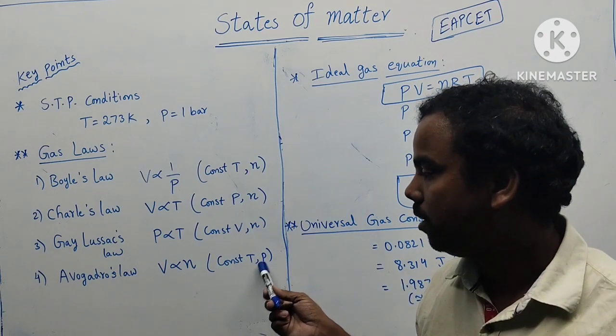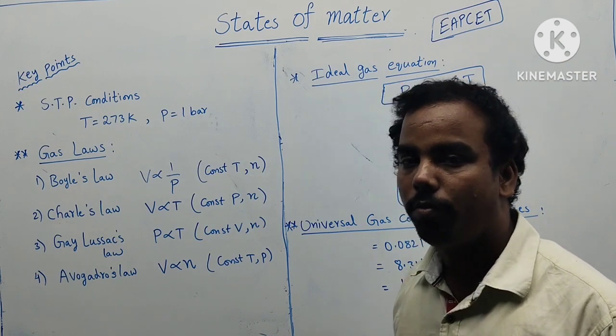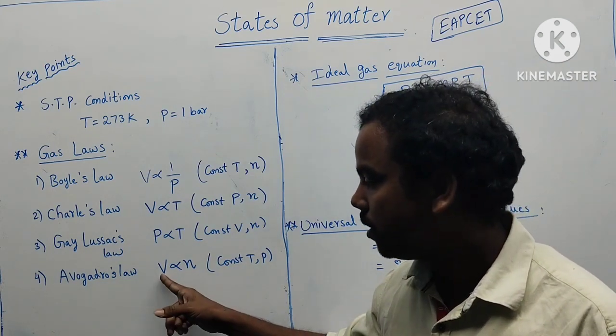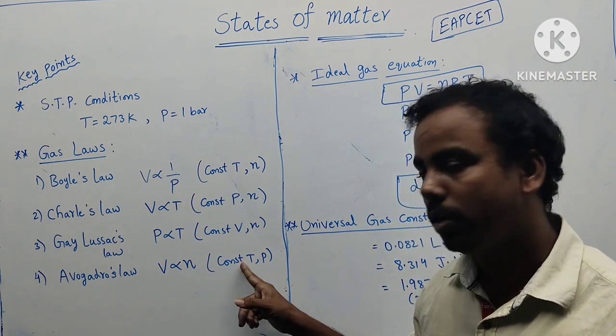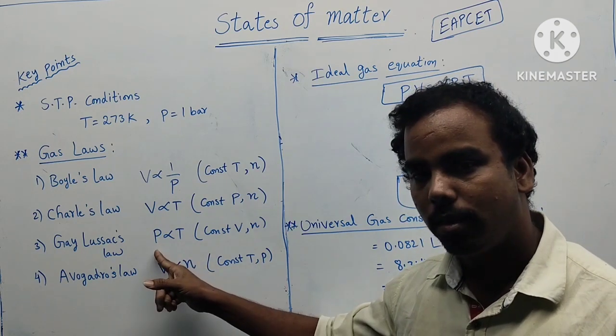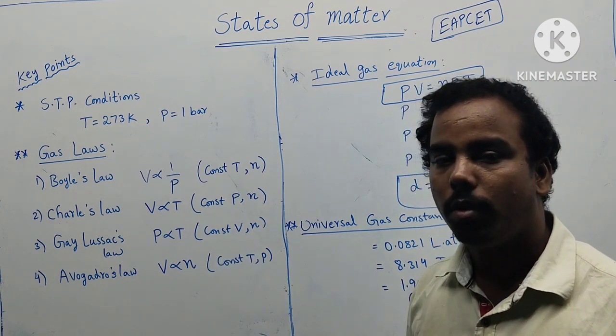Next one, Avogadro's law. At constant temperature and pressure, volume of the gas is directly proportional to number of moles or molecules. Otherwise, equal volumes of all gases contain equal number of moles or molecules at constant temperature and pressure.